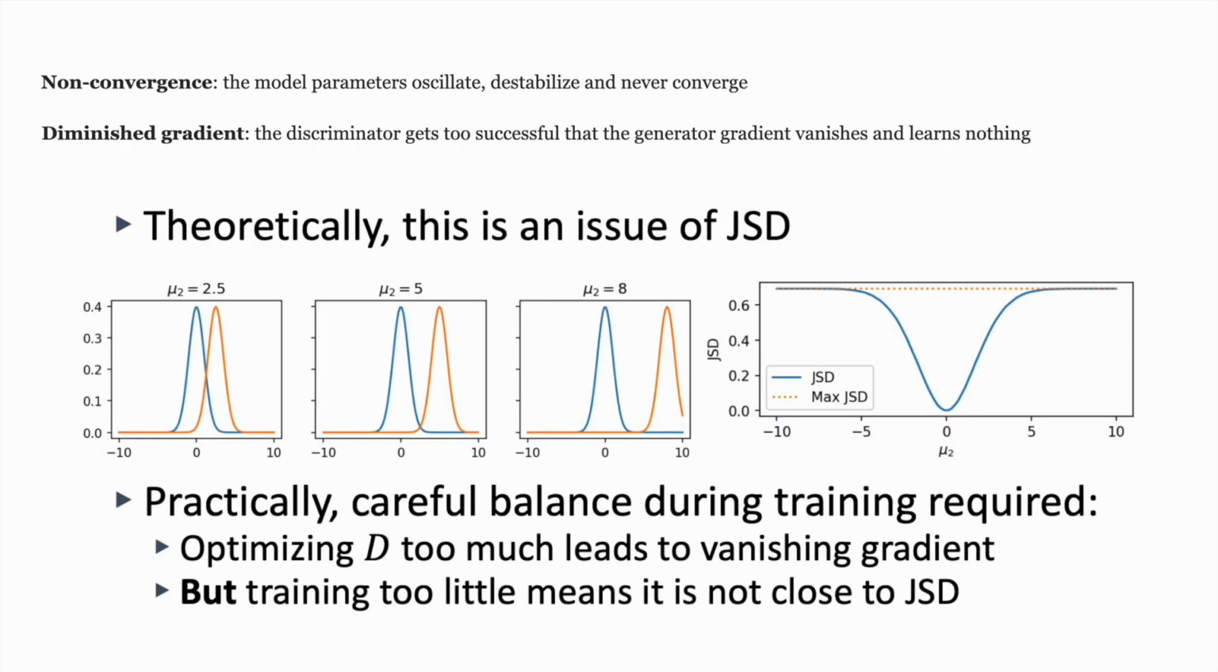GANs are difficult to train. We will face problems like long convergence and diminished gradient. In the high-dimensional space, where the samples are located, it is very easy for the discriminator to perfectly distinguish between fake samples and real samples. At this time, the value of JS divergence will approach a constant. This will cause the generator to no longer be updated. This is also an issue of JSD. Optimizing D too much leads to vanishing gradient.